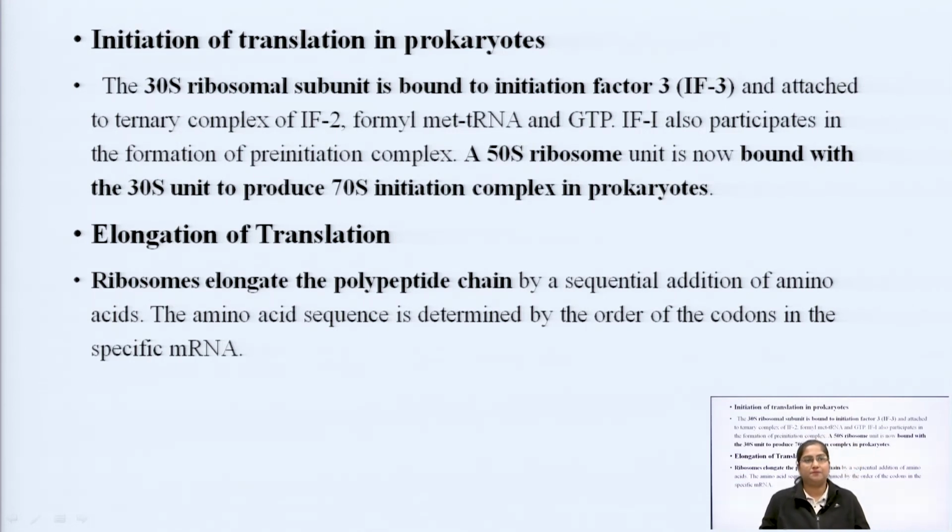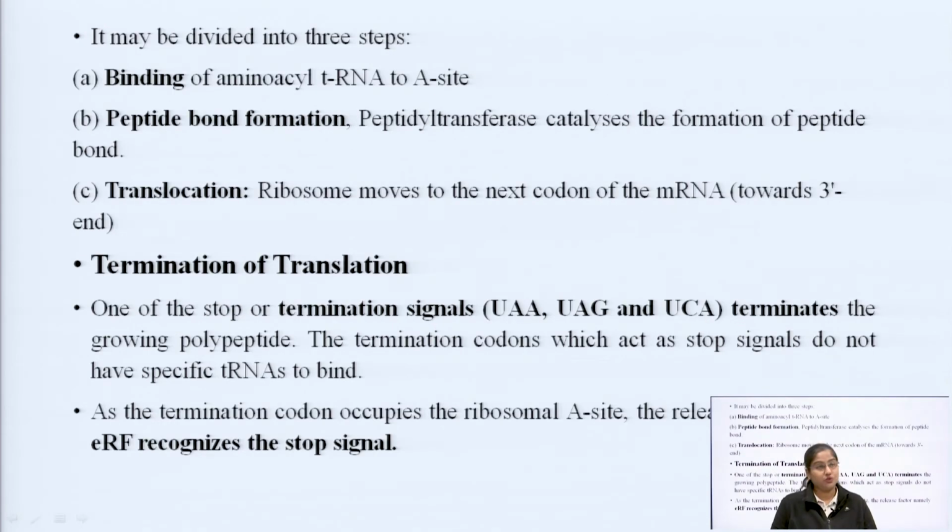So we know here that prokaryotes have the 70S ribosome, whereas eukaryotes have 80S, and this 70S is divided into 30S and 50S, whereas the 80S in eukaryotes is divided into 40S and 60S. Now let us discuss elongation. Ribosomes elongate the polypeptide chain by sequential addition of amino acids. The amino acid sequence is determined by the order of the codons in the specific mRNA. So the role of mRNA here is very important.